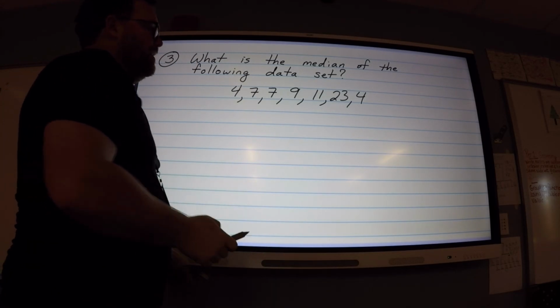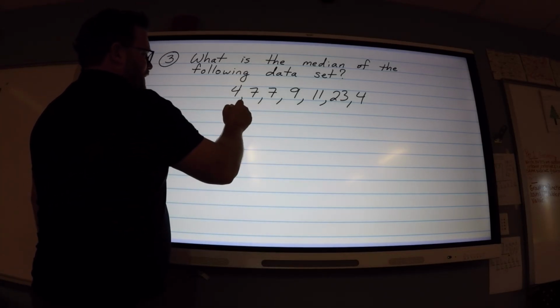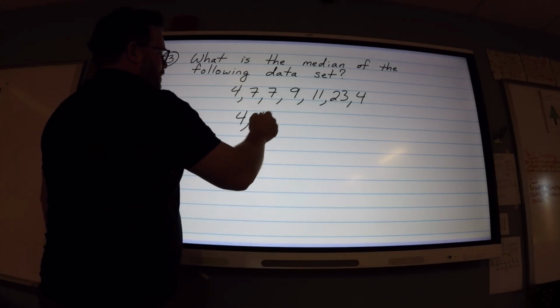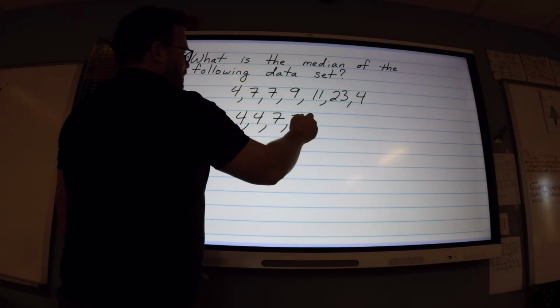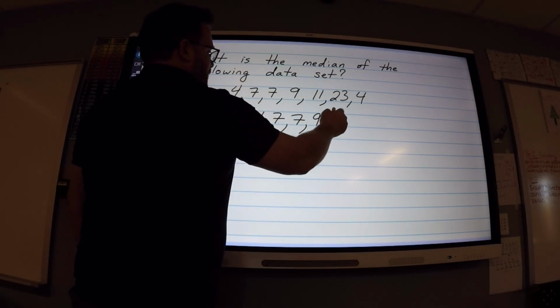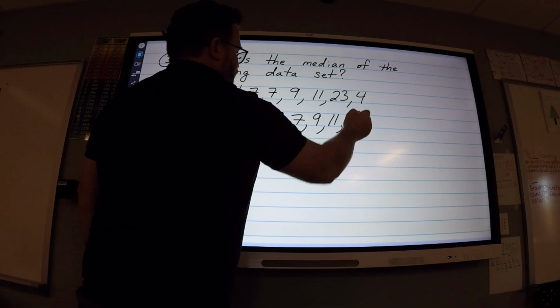They're almost there, but we've got to move this 4 back to the beginning, so we have 4, 4, 2 7s, 9, 11, and then 23.